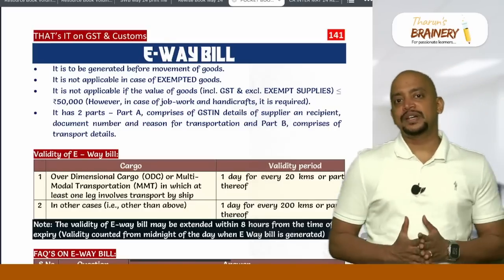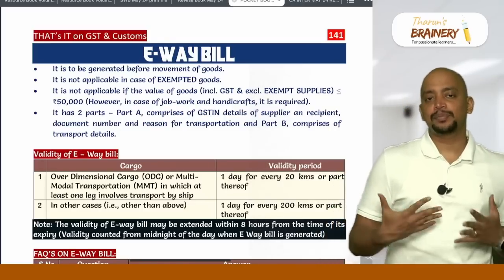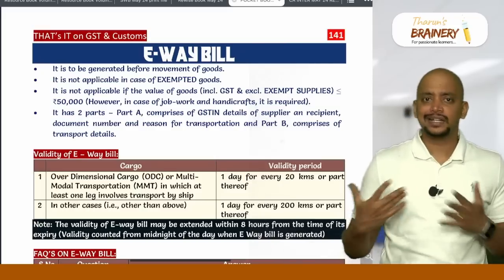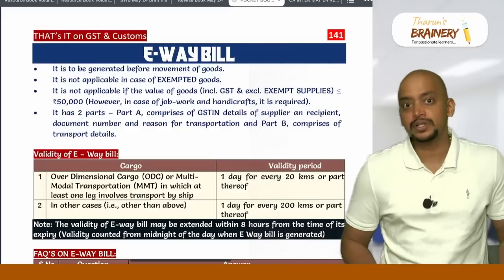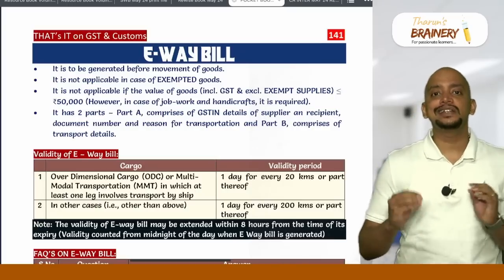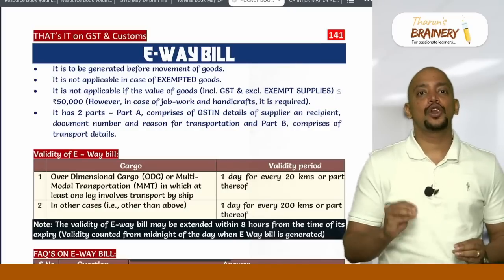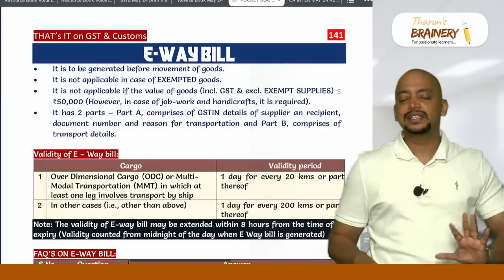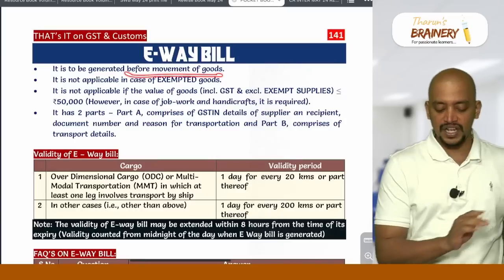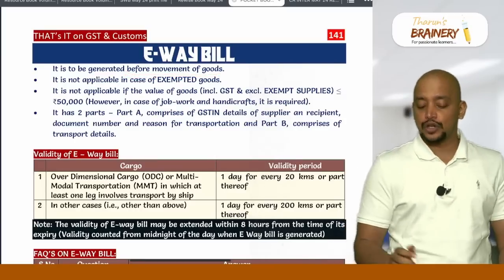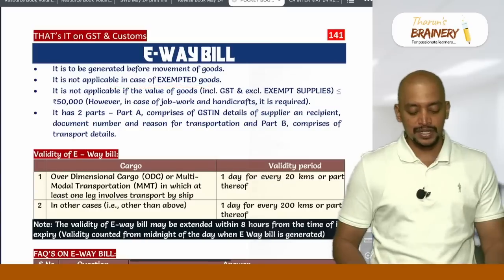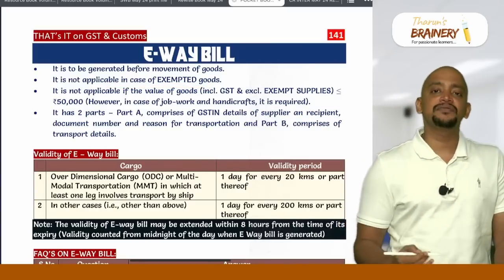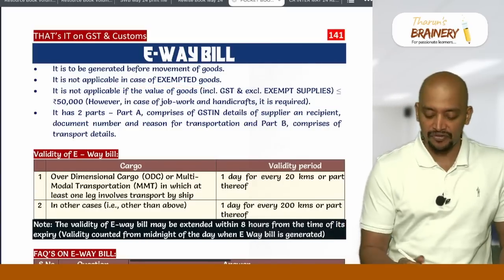E-way bill is a document which is to be given by the supplier or recipient or any other person who is causing movement of the goods. So this e-way bill contains the details of the goods which are to be transported along with the details of the vehicle. So basically whenever there is a movement of goods, e-way bill is required. Whereas e-way bill is not applicable in case of exempted goods, and it is not applicable even if the value of goods does not exceed 50,000 rupees.